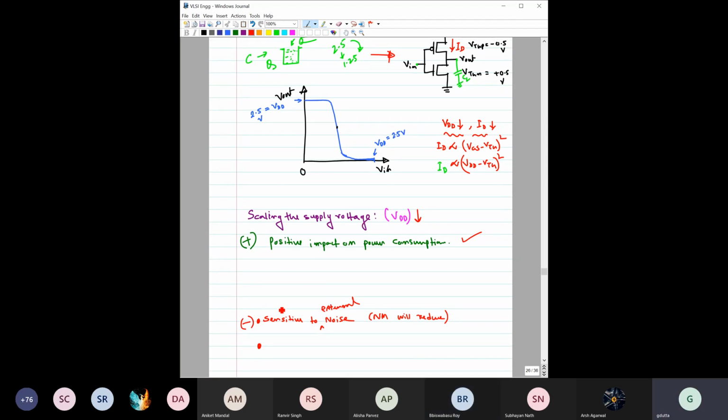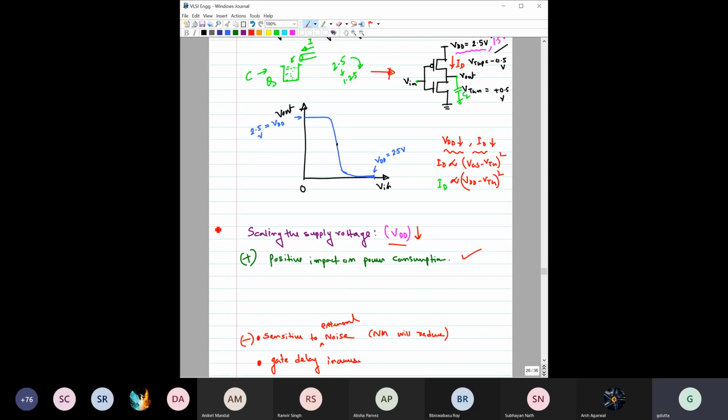So then what is the verdict? If you reduce this VDD, what will happen to the charging time? So the gate delay increases, right? So basically the gate delay increases, right? Okay.